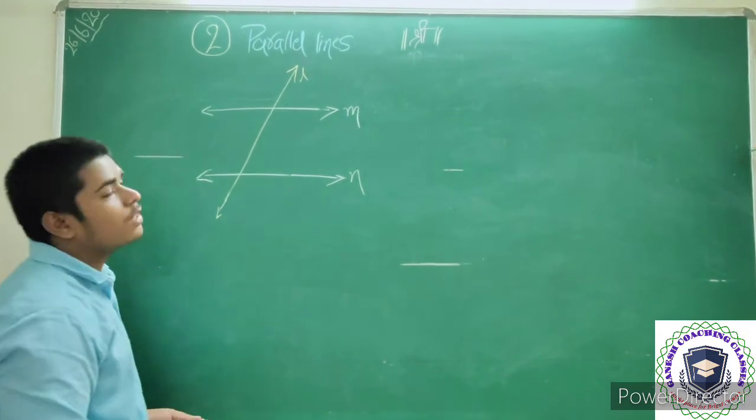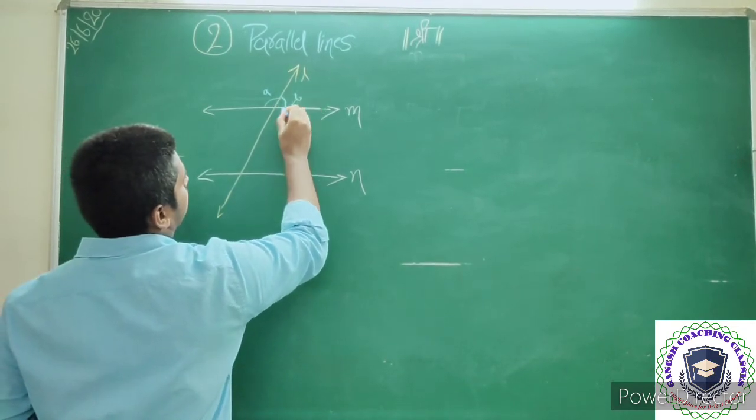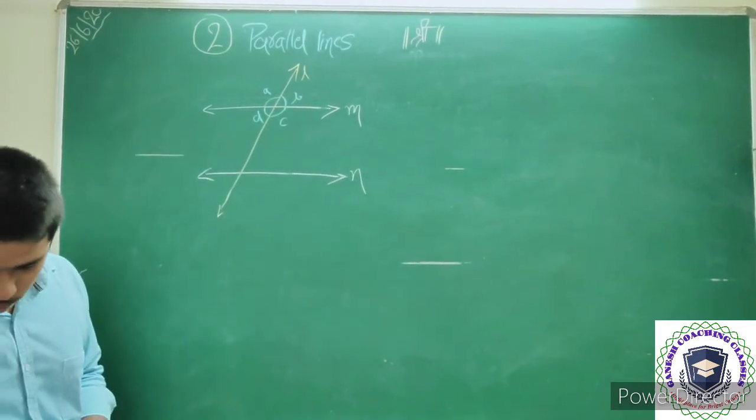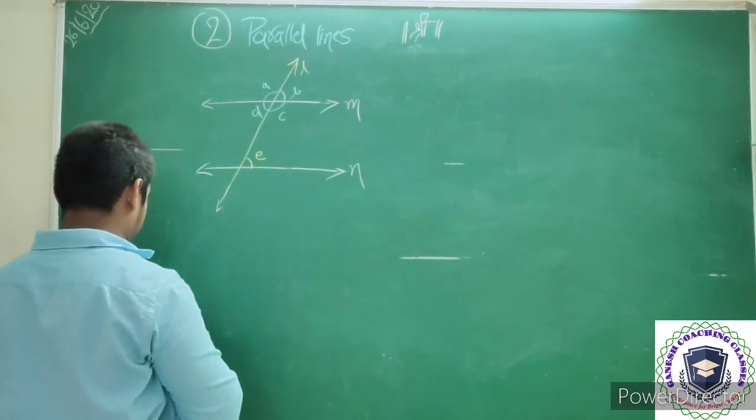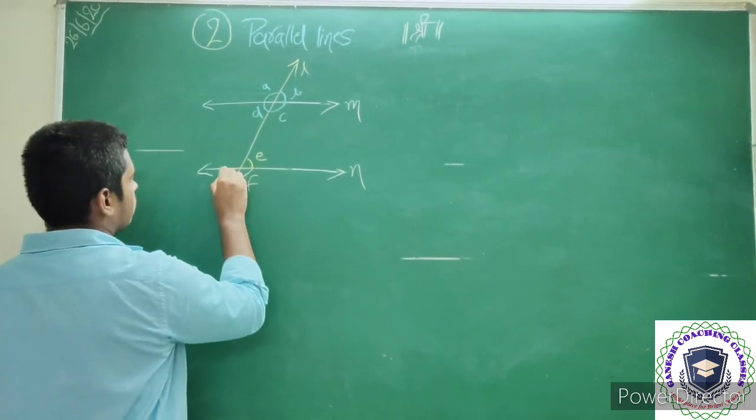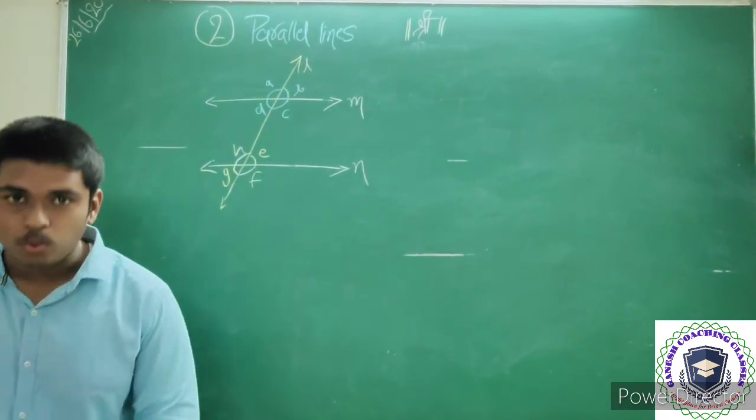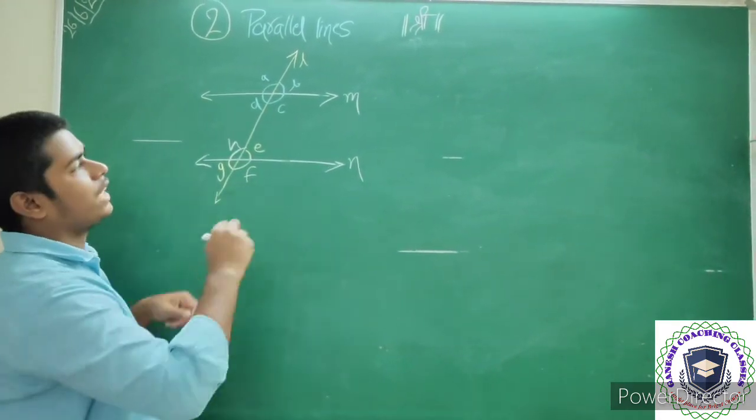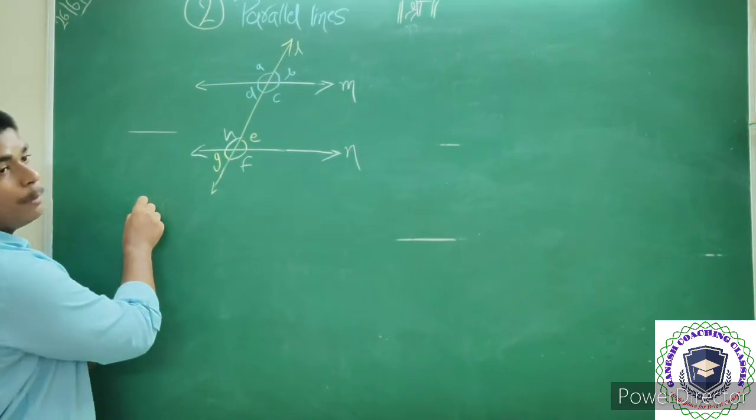Now here some angles are created: A, B, C, D, and other angles E, F, G and H. So when there are two parallel lines and one transversal, we get a total of how many angles? 8 angles. 1, 2, 3, 4, 5, 6, 7, 8. There are different types of angles.